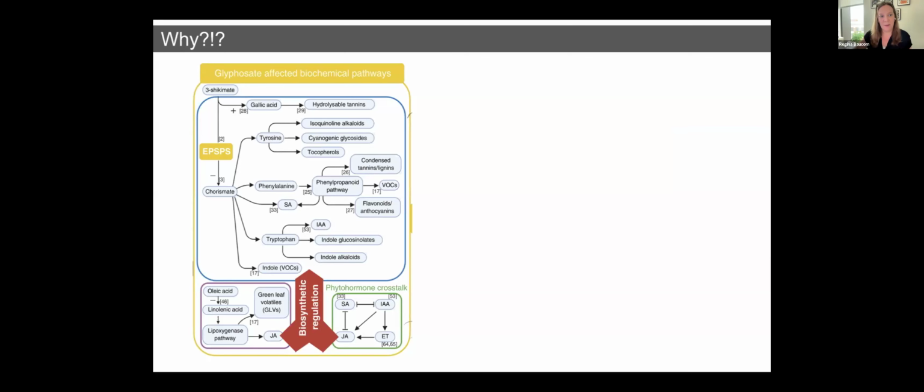Glyphosate inhibits EPSPS, which is 5-enolpyruvyl shikimate 3-phosphate synthase. It stops the production of EPSP synthase, which normally goes on to produce chorismate. Chorismate is a really important precursor to amino acids such as tyrosine, phenylalanine, and tryptophan, and those amino acids are critical for producing important herbivory defense compounds such as alkaloids, glycosides, tannins, anthocyanins, flavonoids, and glucosinolates.